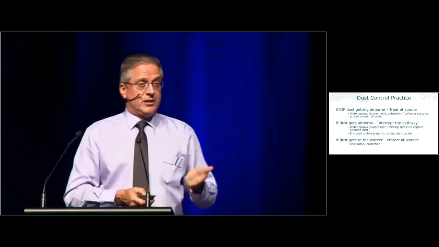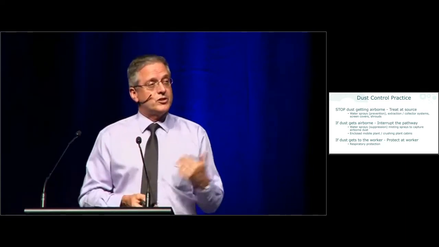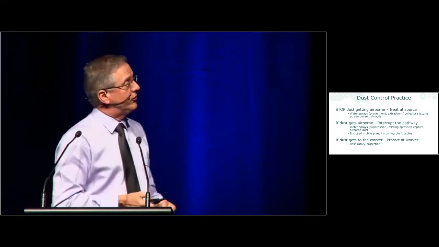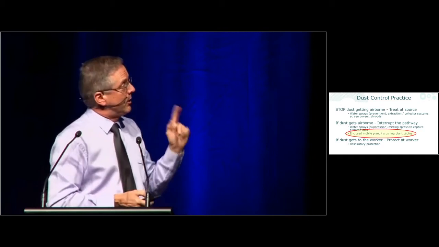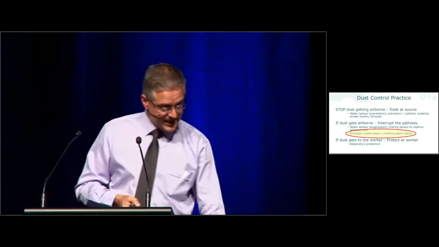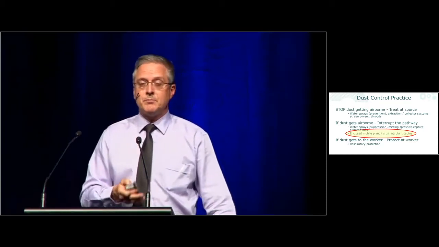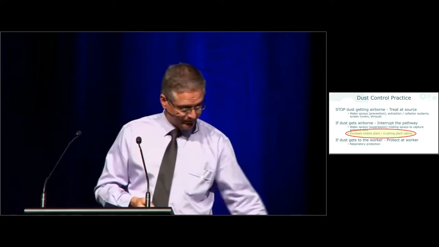The third one is, if it gets in the air, if it gets to your worker, you protect them. But that's the last line. You don't want it to get to that point. But obviously, in a lot of circumstances, it will. But I'm only going to focus on this particular one, the enclosed cabins, today, and how to go about trying to ensure that that particular control is effective.